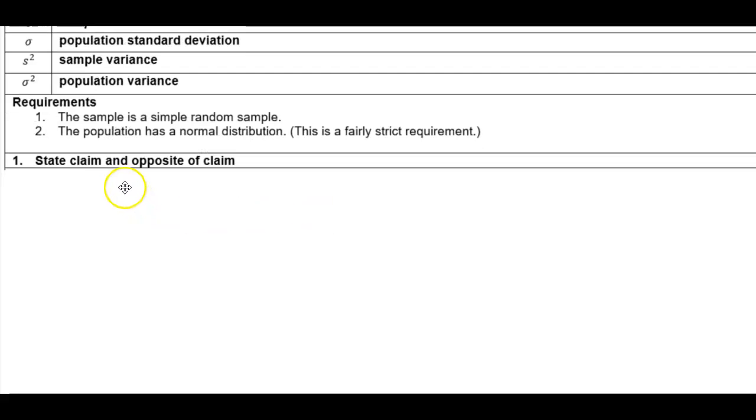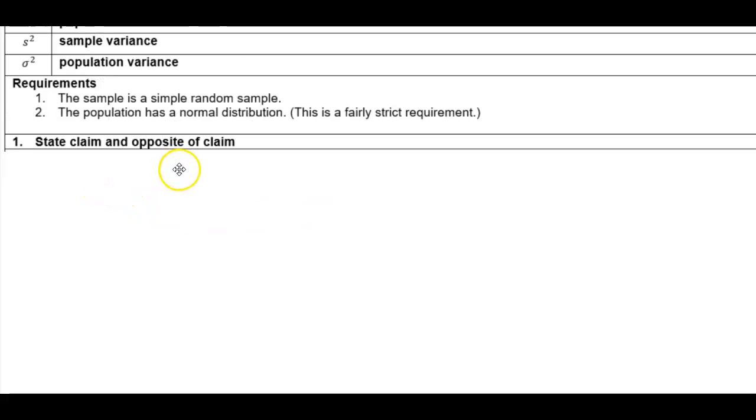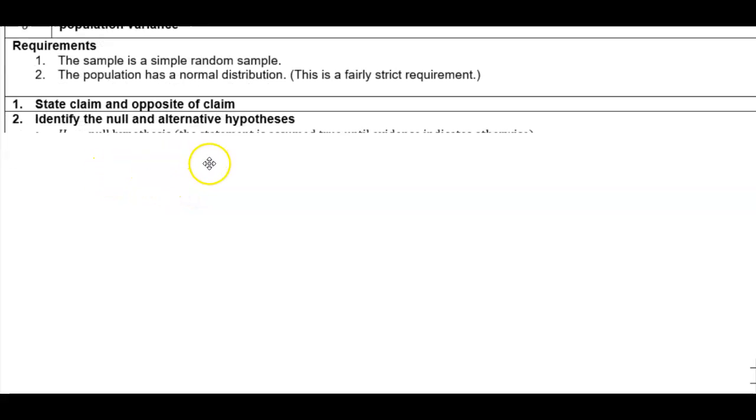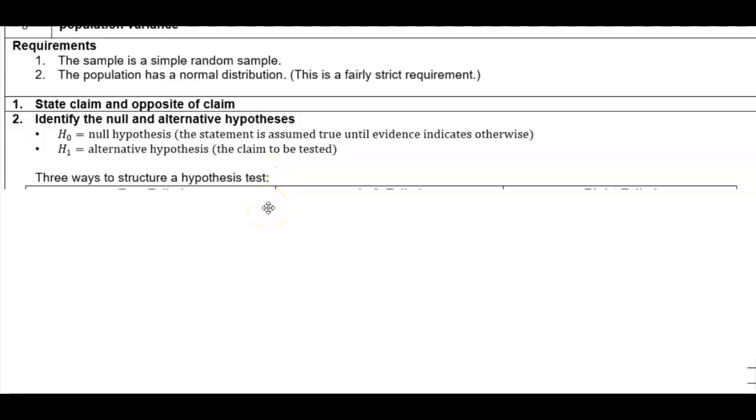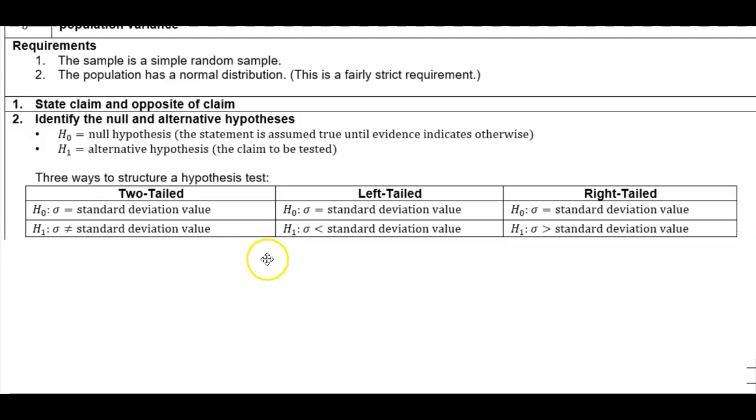So for number one, you're going to state the claim and the opposite of the claim. Number two, you're going to identify the null and the alternative hypothesis. Now, the null hypothesis is the statement assumed true until evidence indicates otherwise. The alternative hypothesis is the claim to be tested. And there are three ways to structure a hypothesis test.